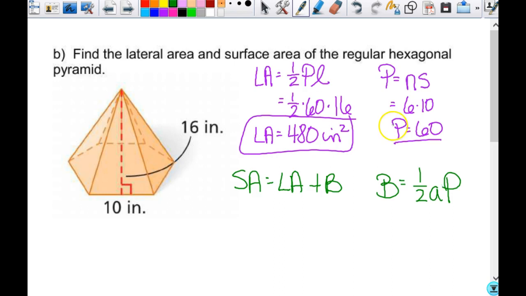Now just make sure if you found a perimeter, it's really the perimeter that you want to use. This is the perimeter of the base, right? And isn't that what I need here? Yeah, so I'm good. I got that. I just got to find the apothem. So I'm going to come over here. I'm going to draw in my triangle like I normally do.